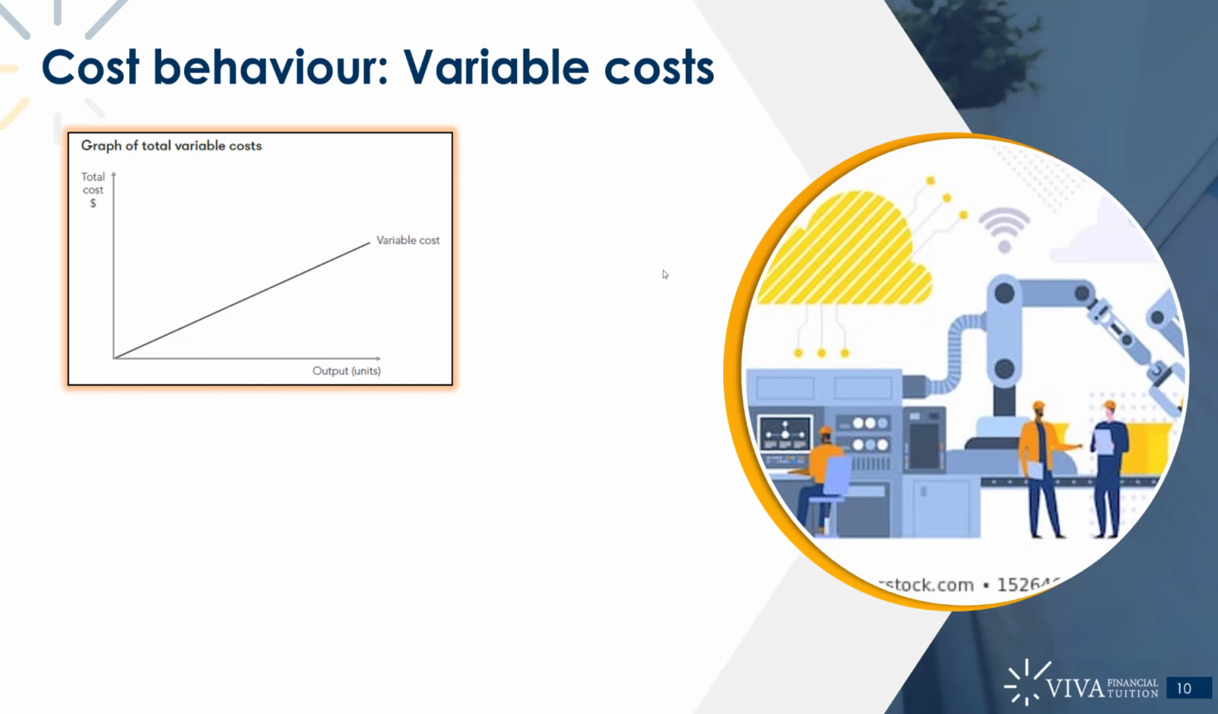You can see in the graph there, as output increases, so do total variable costs. And the definition there: costs that vary directly in line with changes in level of activity. That's just reiterating the point I said earlier, that if we increase output, so will variable costs. They'll increase in line with that output increase.